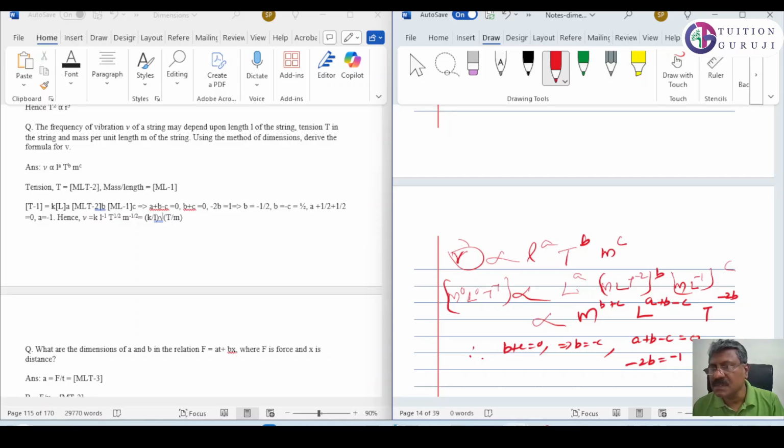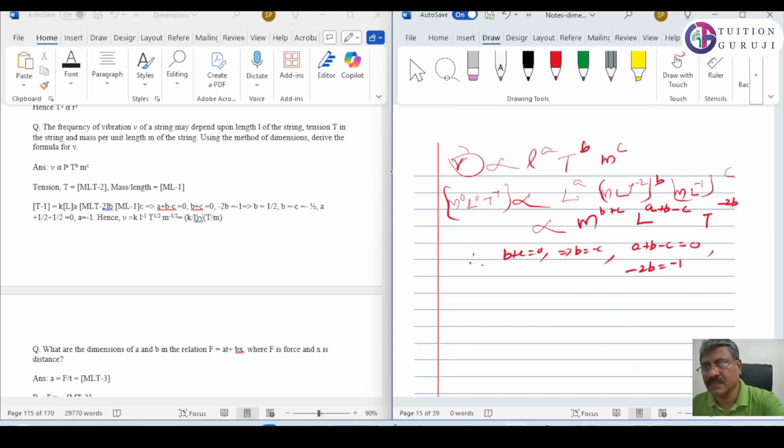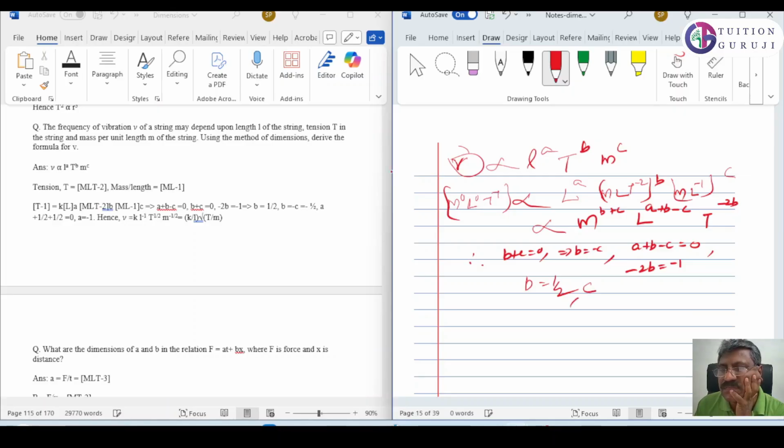Minus 2B is equal to, is it minus 1 or plus 1? Minus 2B is equal to minus 1 only. That means that B is equal to half. When B is equal to half, C is equal to minus B, which is equal to minus half.